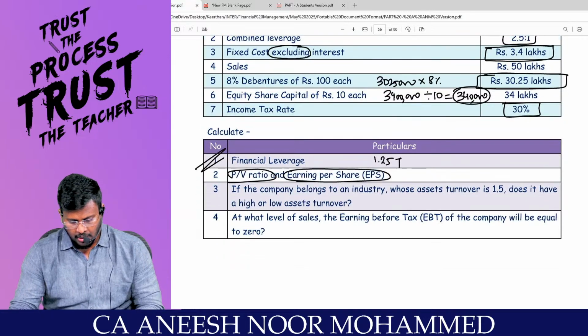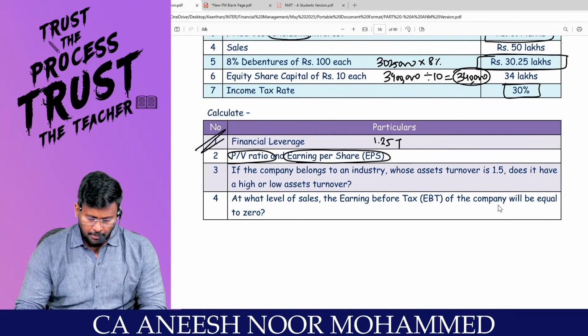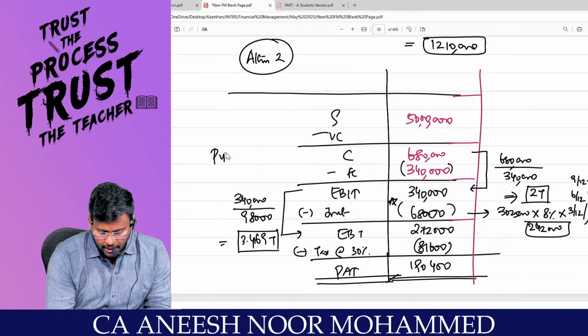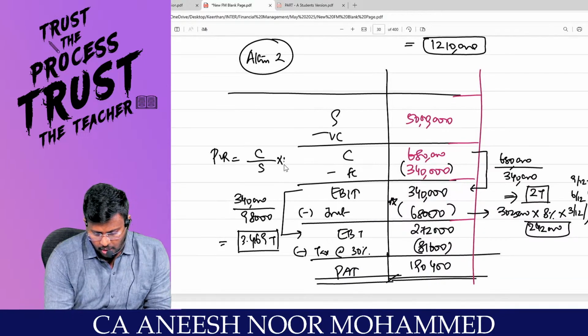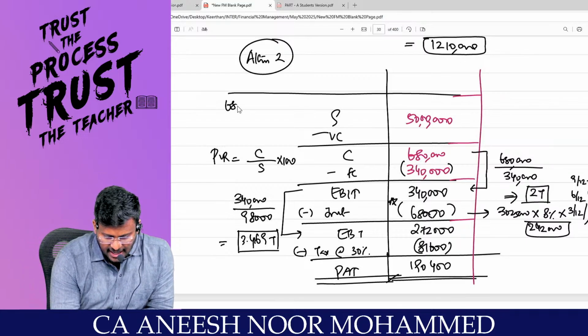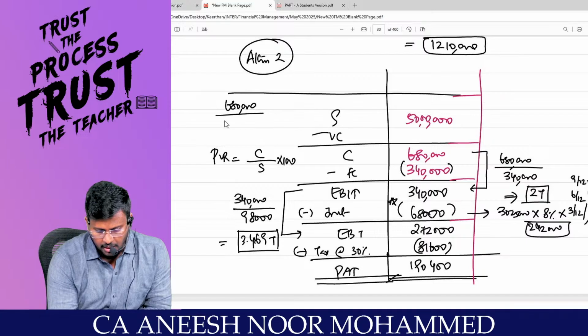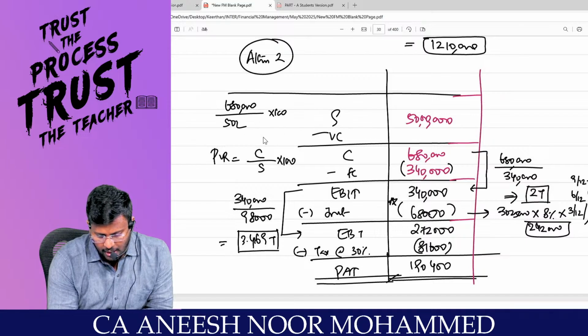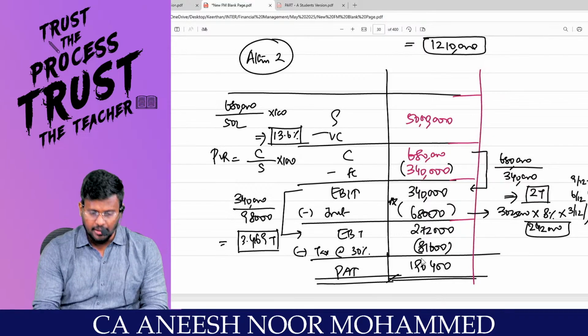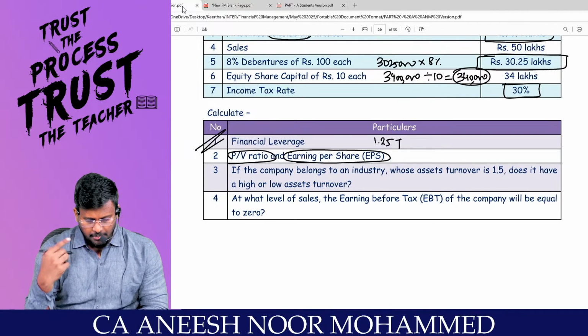Comfortable? What's the next one? PV ratio. Here itself I can calculate the PV ratio. Sir, my PV ratio is equal to contribution divided by sales into 100. That means 6,80,000 divided by 50 lakhs into 100 means 13.6% is the profit volume ratio. Getting it? Now they are having some different story.